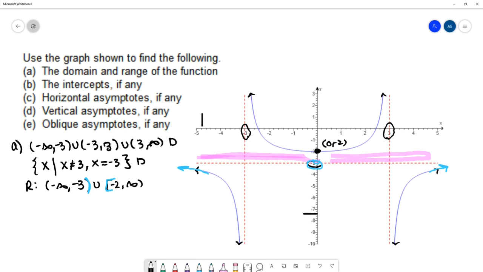If you were to write this in set builder notation, we would use the curly braces and use y, since we're talking about y values with the range. Below the horizontal asymptote, the y values are less than negative 3. And then above that horizontal asymptote, those are y values that are greater than or equal to negative 2.